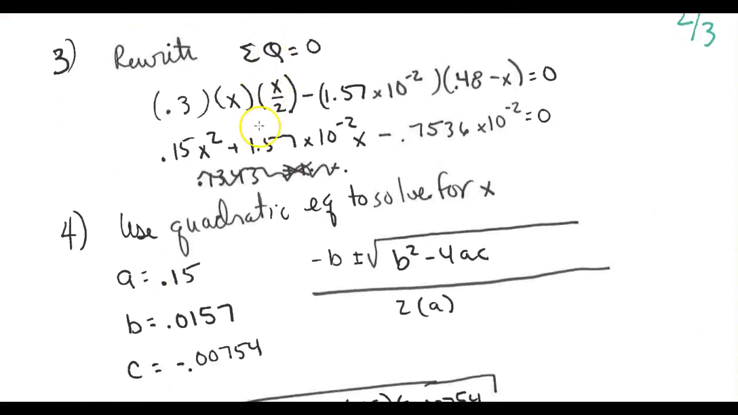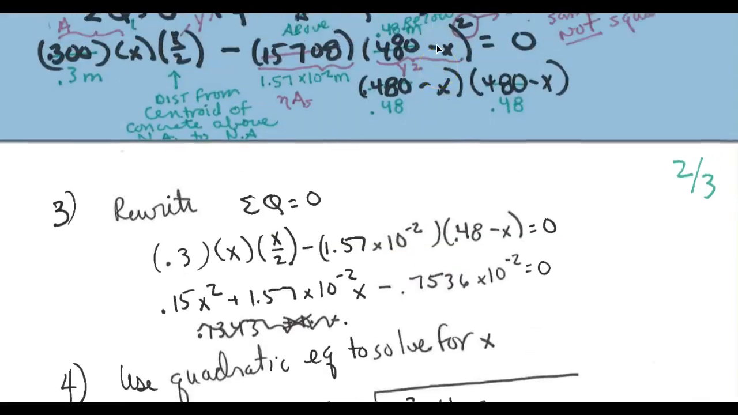All right, so then I just rewrite this to make it look a little bit cleaner, and I develop this equation, which is a quadratic equation, or a second order equation: 0.15x squared plus 1.57 times 10 to the minus 2 x minus 0.7536 times 10 to the minus 2 equals 0.